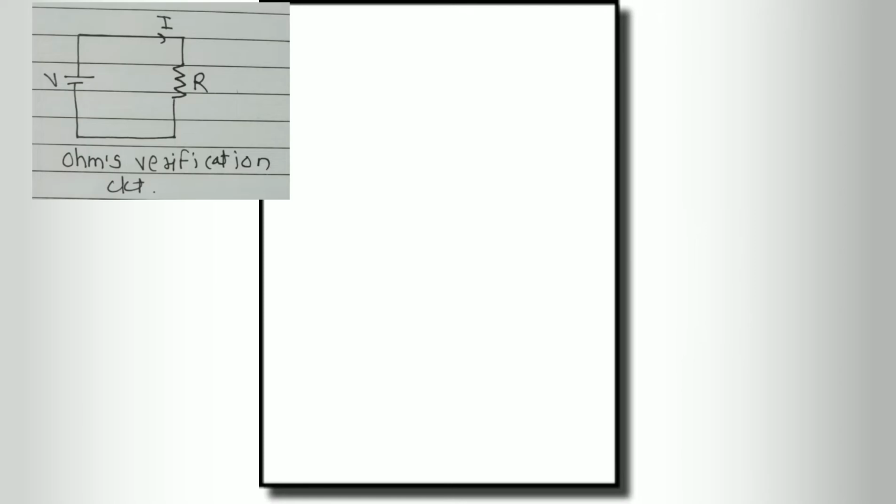First we will draw a circuit having components voltage, current and resistance. Let the voltage be capital V volts. The current through the ideal resistor be capital I amperes. And resistance be capital R ohm.